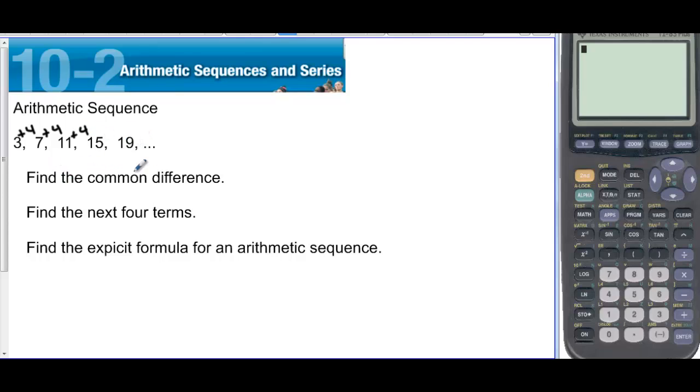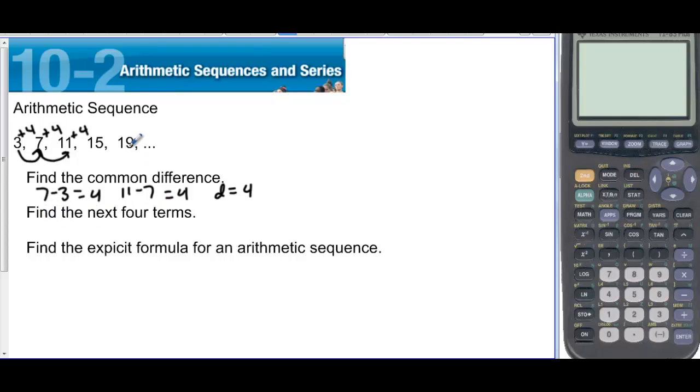To find the common difference, we take any two consecutive terms and we subtract them. So we can take 3 and 7 and subtract those. 7 minus 3, that's 4. Or we could take 7 and 11. We could take 11 minus 7, and that's 4, and so on. And all of those should be 4 if this is an arithmetic sequence. So the common difference, d, is 4.